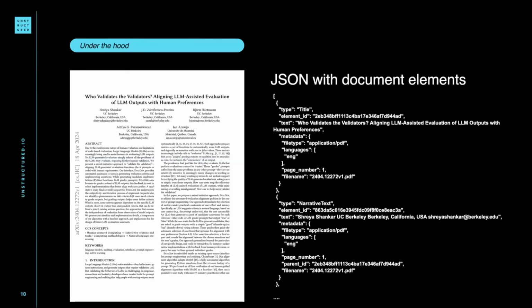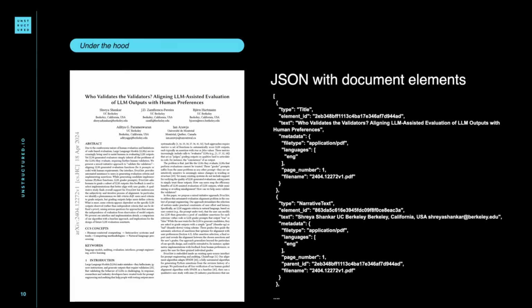So the first one has a type, it's a title. So we classify elements and different structural elements of the document. It has an ID and it has the text that we have pulled out of it. So, who validates the validators, and it has some metadata. And then the next one is classified as narrative text, and this is a small piece of text about the first researcher.